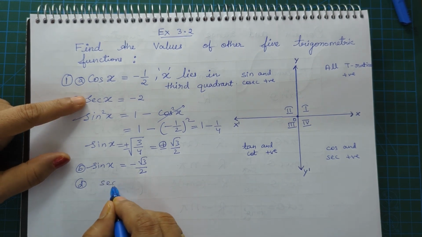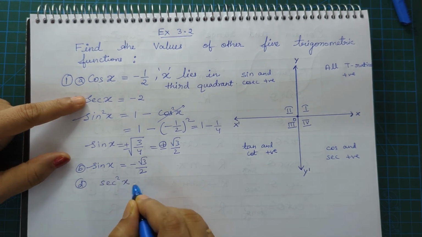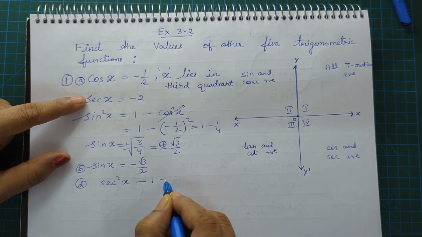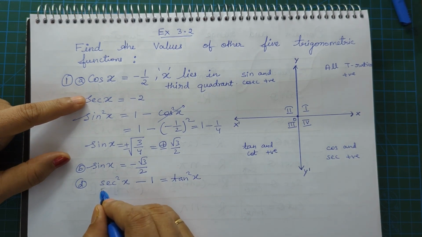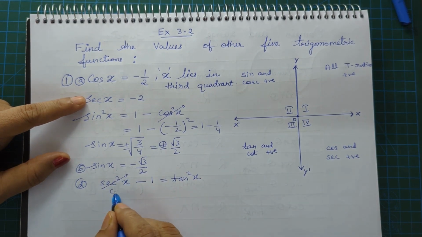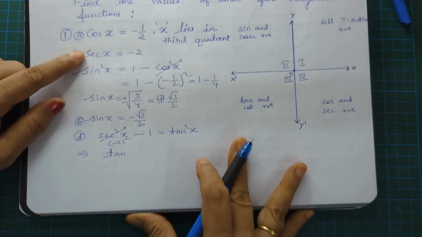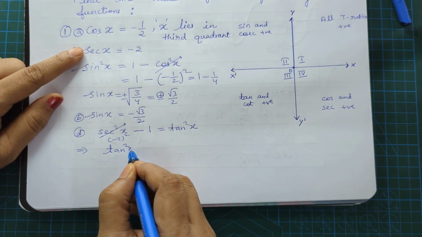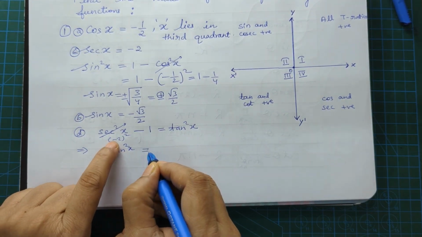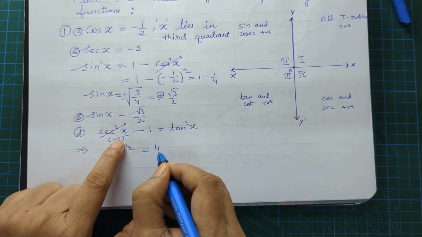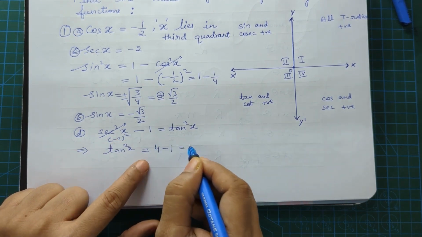So we know that sec square x minus 1 is tan square x. So in one line itself we can find the tan value. This is negative 2, so negative 2 square. So what is tan square x? Tan square x is equal to negative square is positive, 2 square is 4, 4 minus 1, so 3.